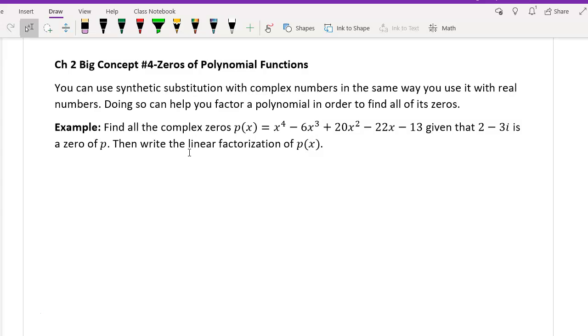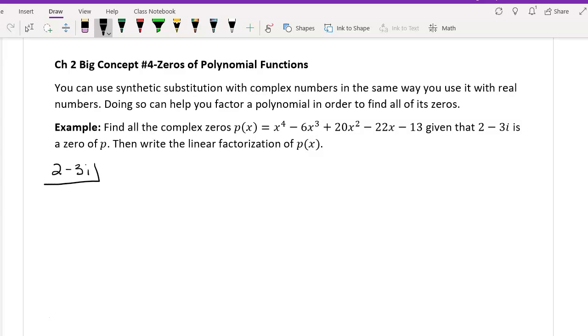It is a doozy. So it says find all the complex zeros. P of x equals x to the fourth minus 6x cubed plus 20x squared minus 22x minus 13, given that 2 minus 3i is a zero of p. All right, then write the linear factorization. So we have, oops, let's get a pen that isn't a highlighter. So we have 2 minus 3i.